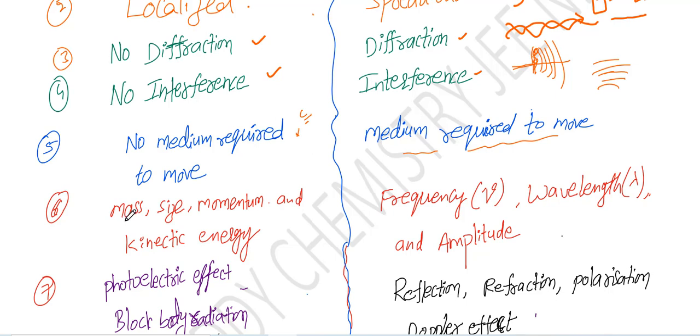Next, to study the particle nature, we have to know the mass and size of the particle, and we measure momentum and kinetic energy. To study the wave nature, frequency, wavelength and amplitude are required.